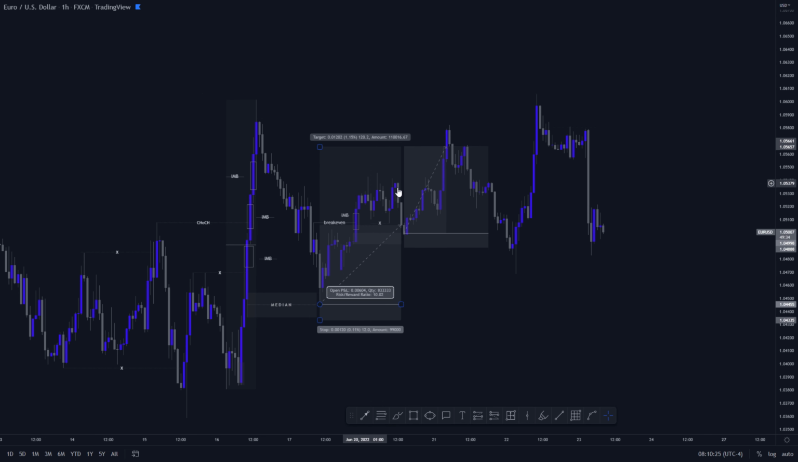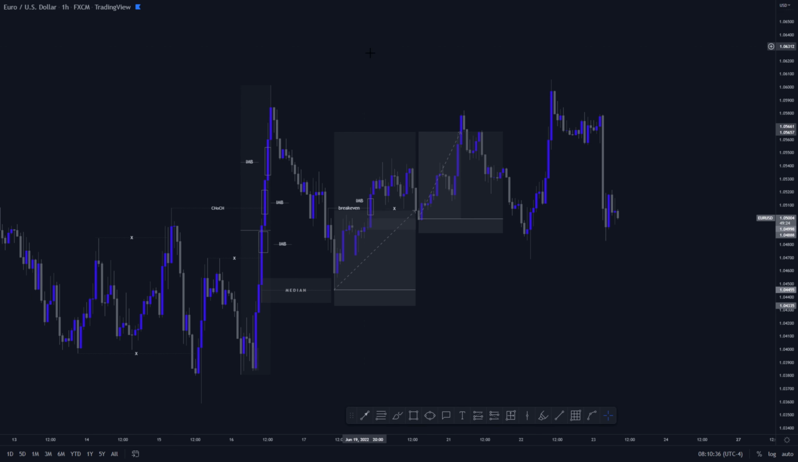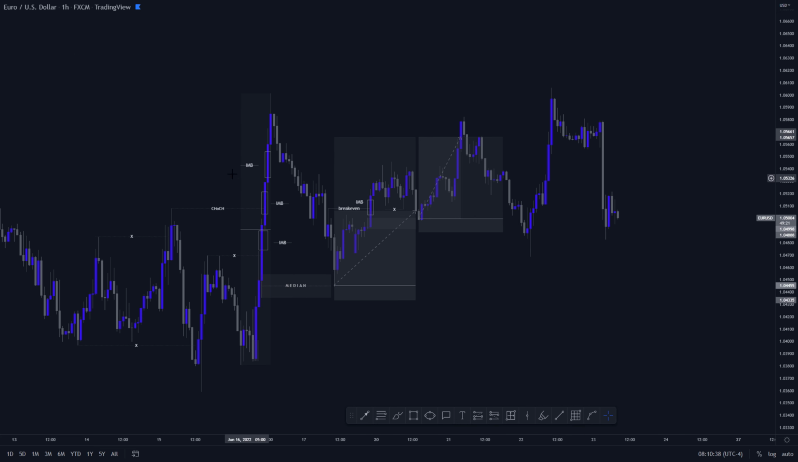However, you don't want to be leaving any money on the table. You do want to trail your stops or manage your trades properly. Make sure you're protecting your capital, go to break even, things of that nature. But yeah, I just wanted to talk about this move, guys. I think it was a beautiful move for EU.